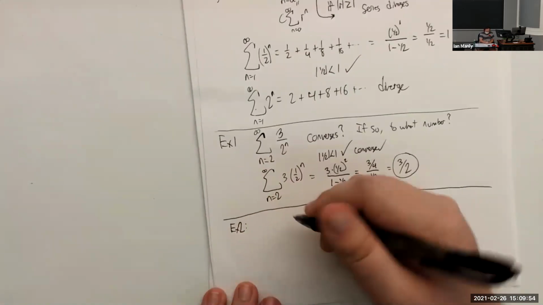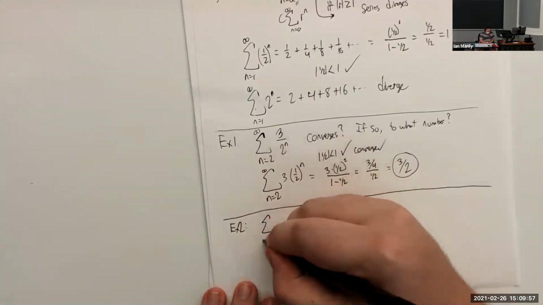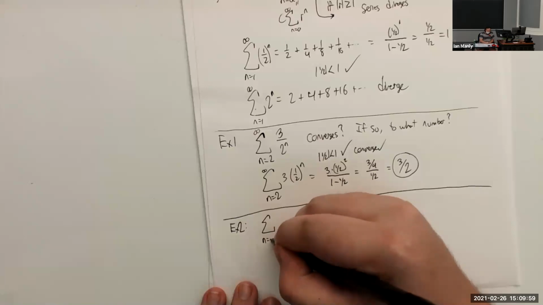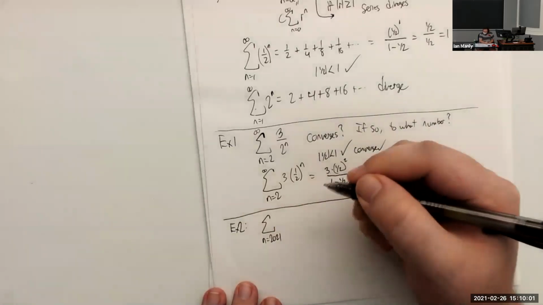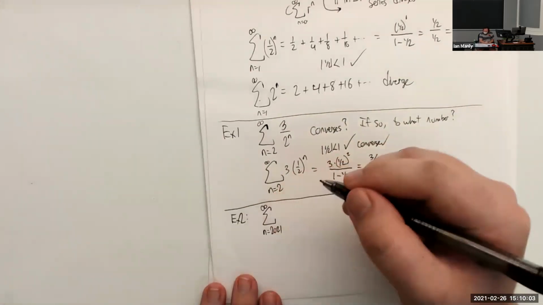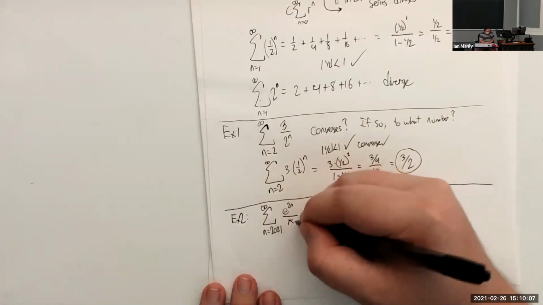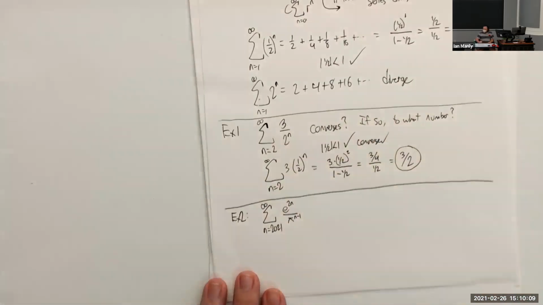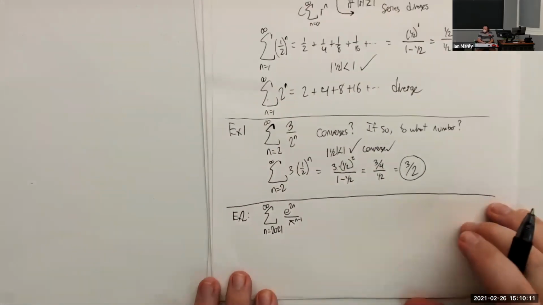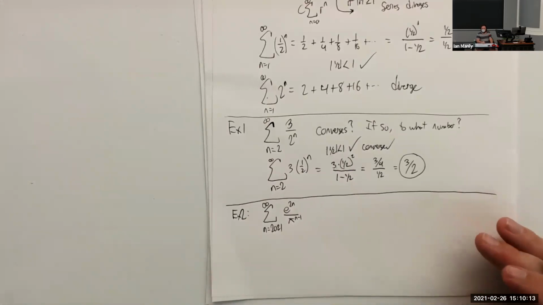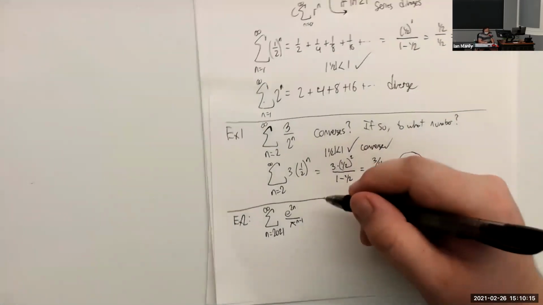All right, let's take a look at something a little bit wilder here. On my original notes, I had 2020, but now it's 2021. So let's change it to the sum from n equals 2021 to infinity of e to the 2n divided by pi to the n minus 1. Okay, so we definitely have something a little more complicated than what we had before.